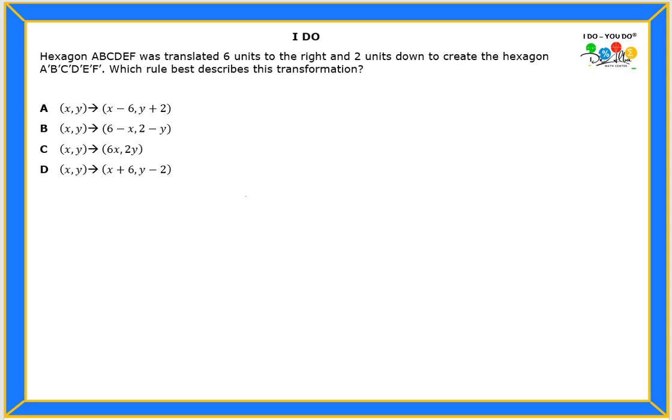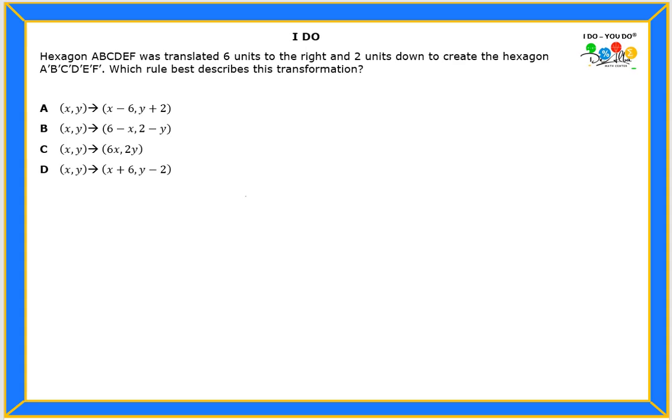And it says hexagon ABCDEF was translated 6 units to the right and 2 units down to create the hexagon A prime, B prime, C prime, D prime, E prime, F prime. Which rule best describes this transformation?